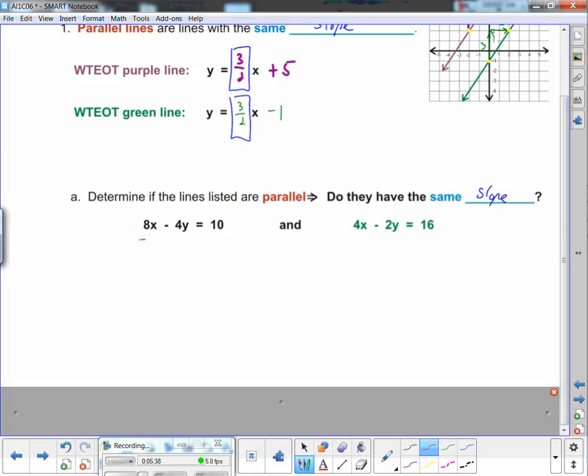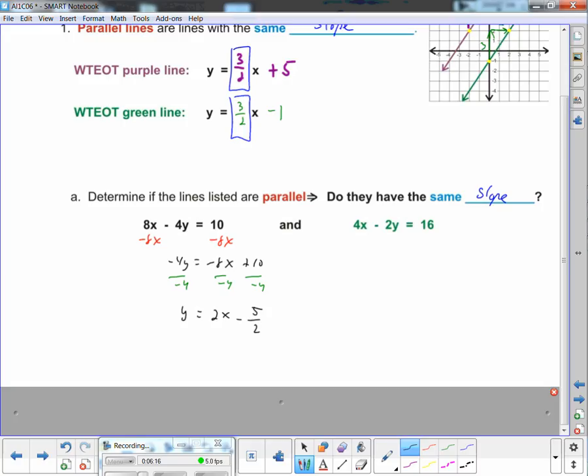So the left one, let's add a negative 8x to both sides, right? Now we have negative 4y equals negative 8x plus 10. All I did was add a negative 8x to both sides. Hopefully you agree. Let's divide everything by negative 4. And we end up with y equals 2x, and this is going to end up being a minus 5 halves, reducing a 10 over 4, right?